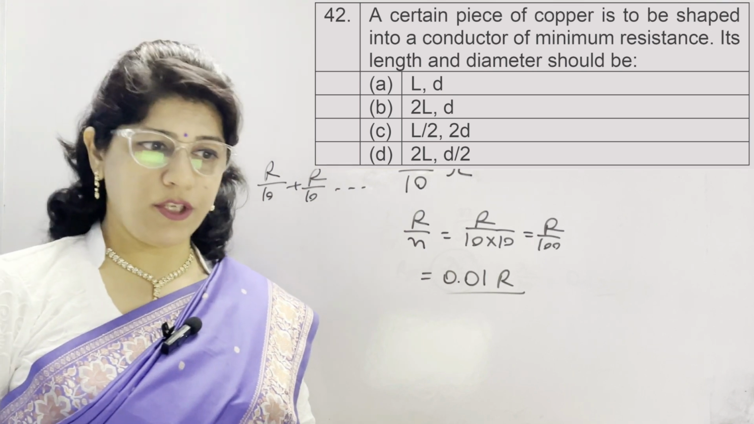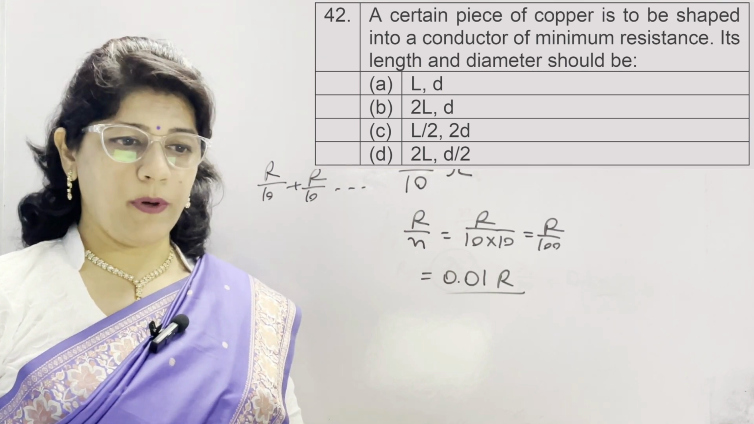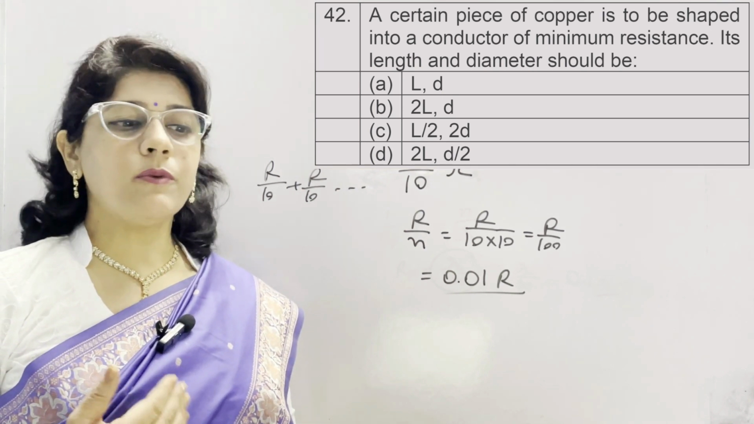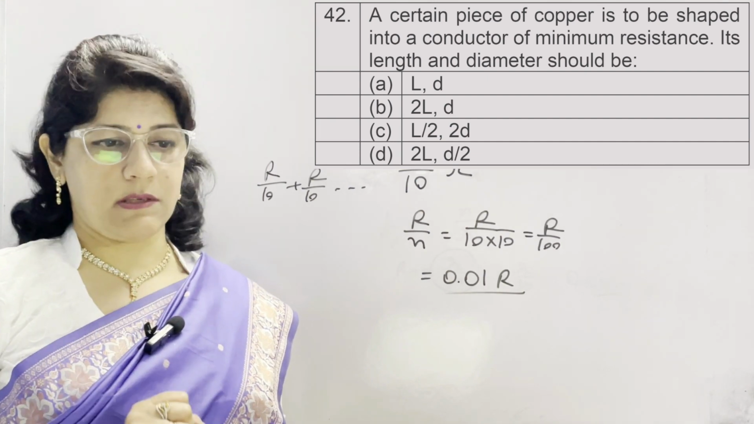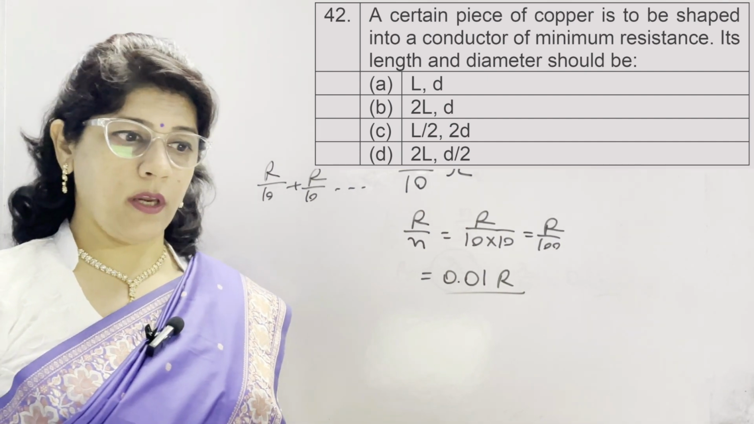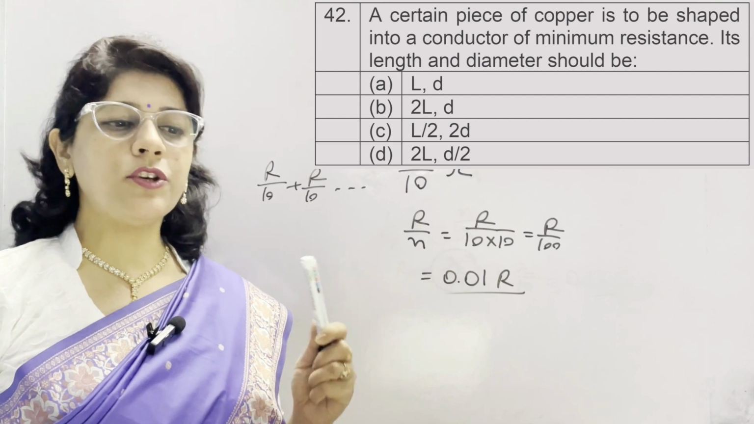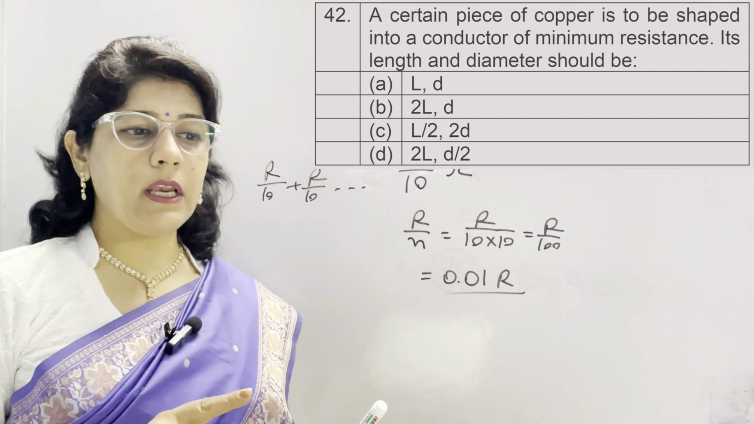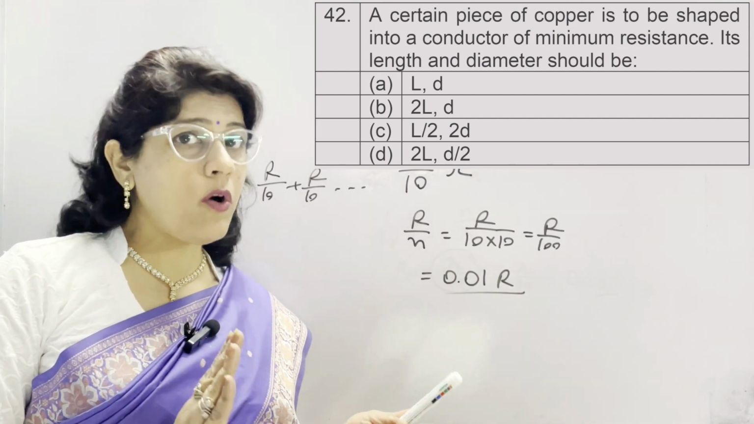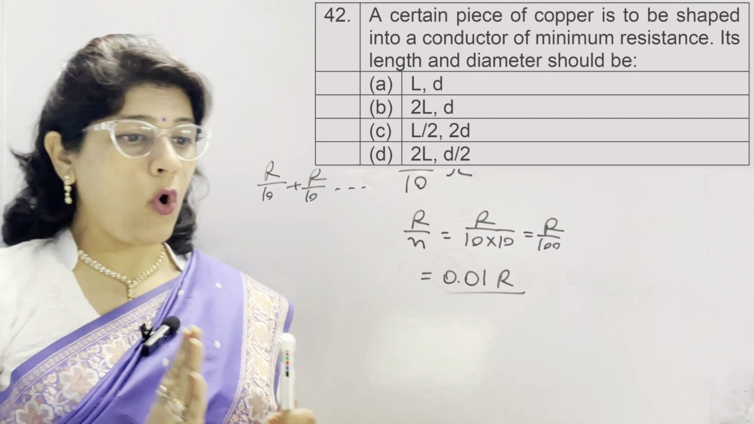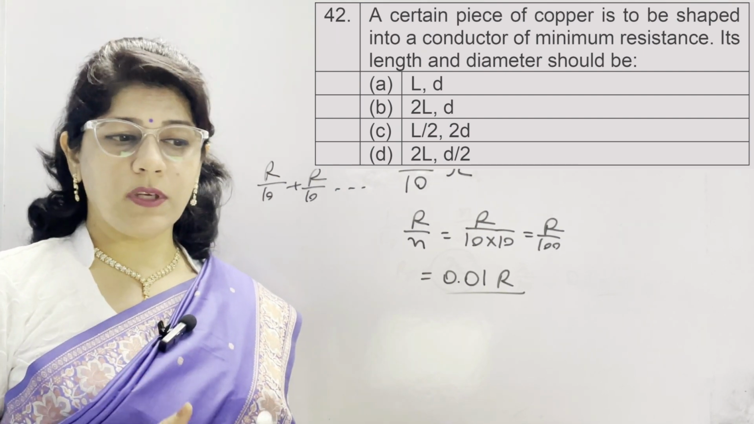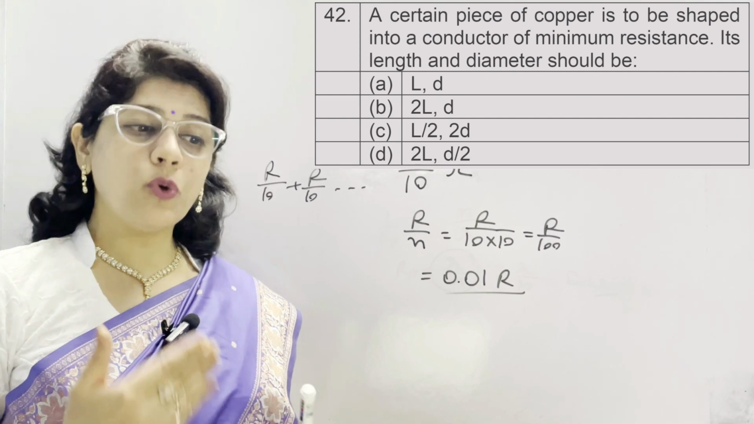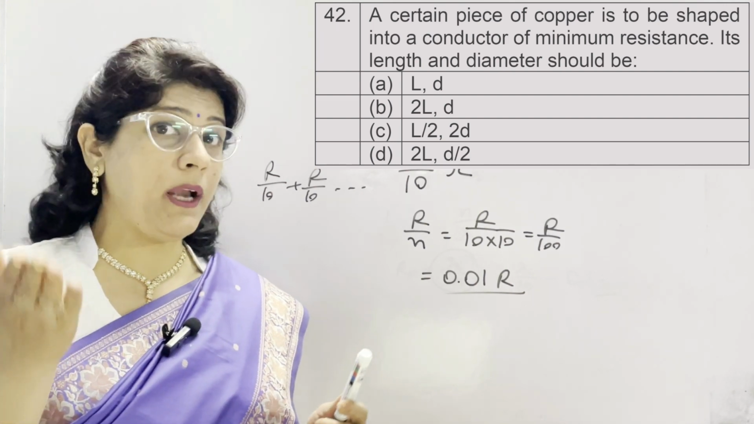In question number 42, a certain piece of copper is to be shaped into a conductor of minimum resistance. We need the lowest resistance. Its length and diameter should be? To reduce resistance, we have to decrease the length and increase the diameter. Now look at the options carefully. A option is L and D. B is 2L and D. Length is increased, but we need to decrease it.